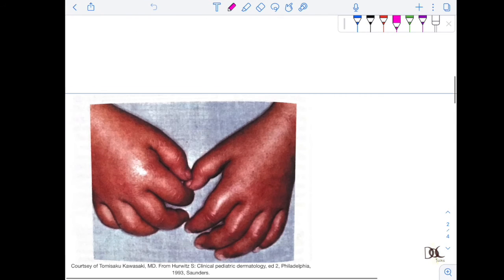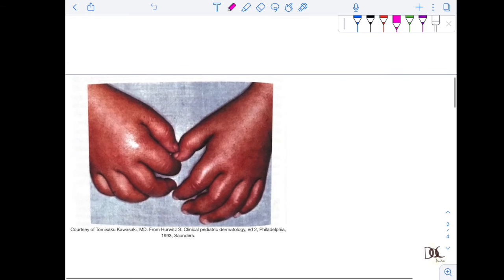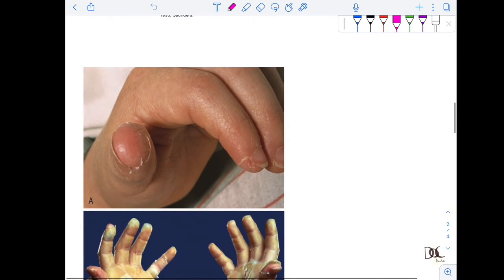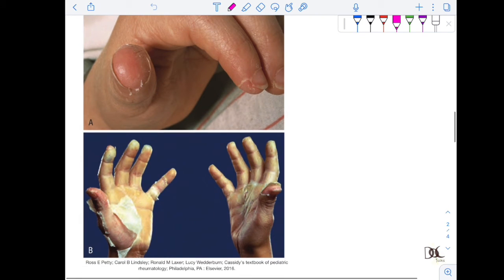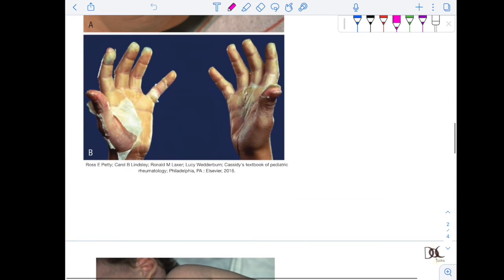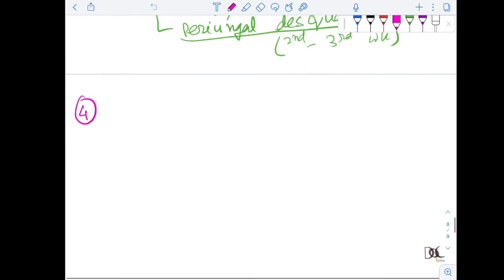Now you have to see the picture of this. You can see, yes, this is the erythema and the swollen hands. Now this is the desquamation. This is the desquamation of the hands. And we are coming to rash now. I'll show the picture later.